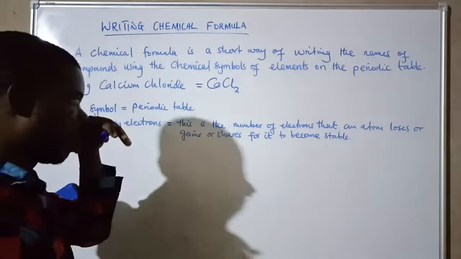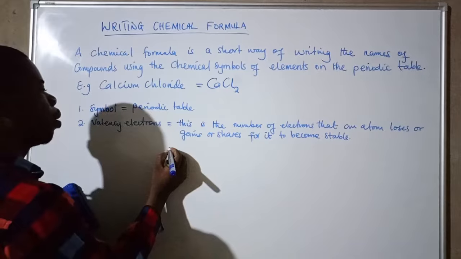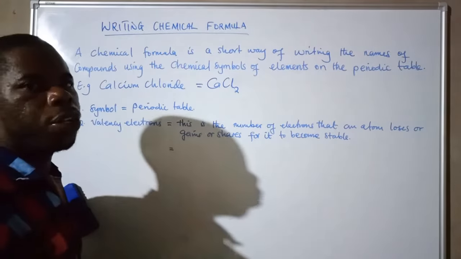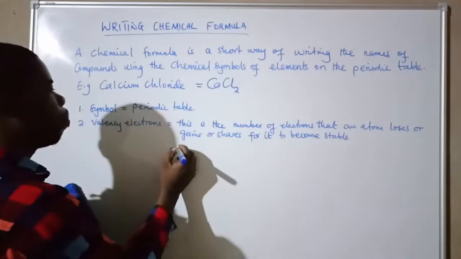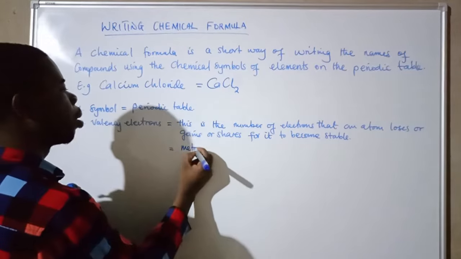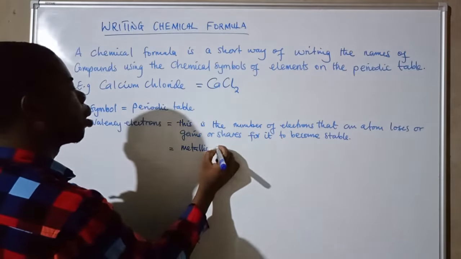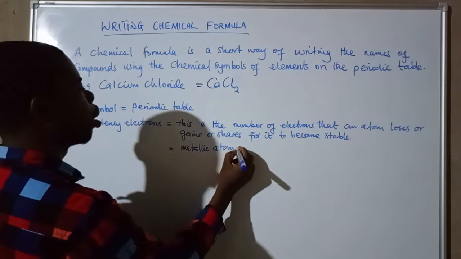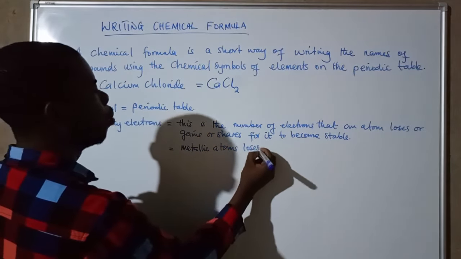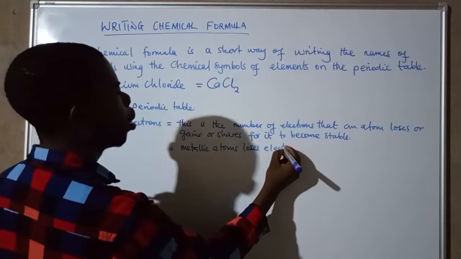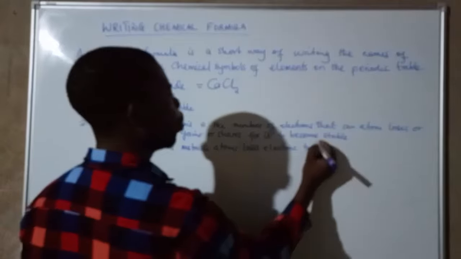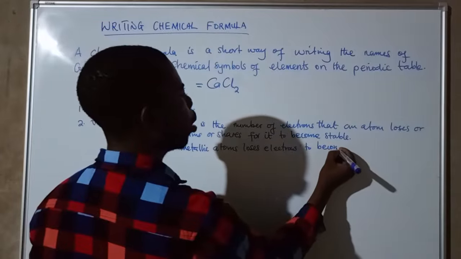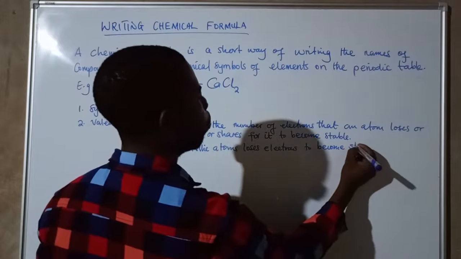So with these definitions, you must understand that metallic atoms lose electrons to become stable.